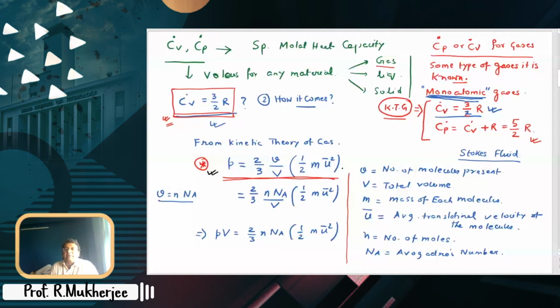So now the total number of molecules. What you can do is N by NA gives you the number of moles, the total number of molecules divided by Avogadro's number. So you can replace N as n into NA, and do a quick transposition of this V to the left side, capital V, which is the volume. So you get a relation PV equal to 2/3 n into NA multiplied by half m u bar square, right? And this actually turns out to be 2/3 n into Ut.